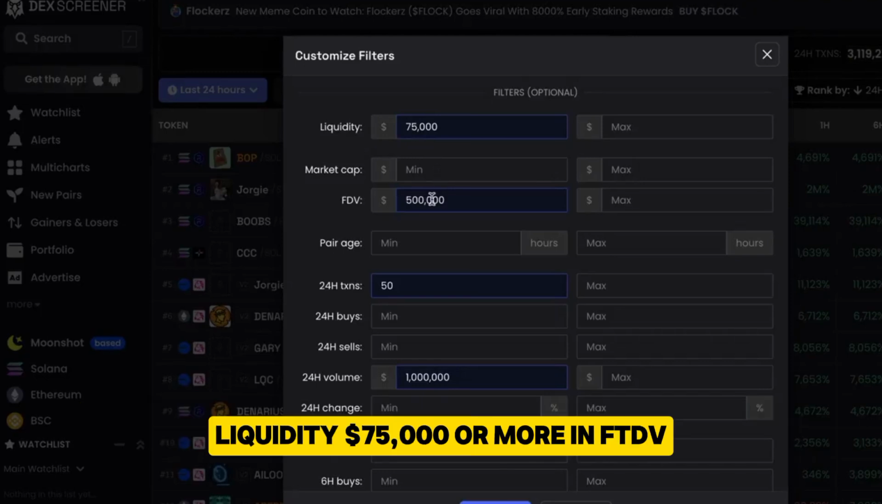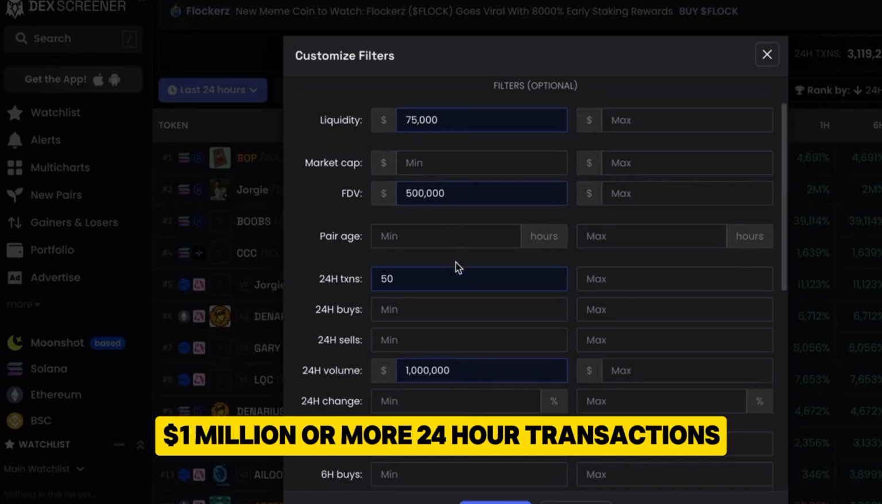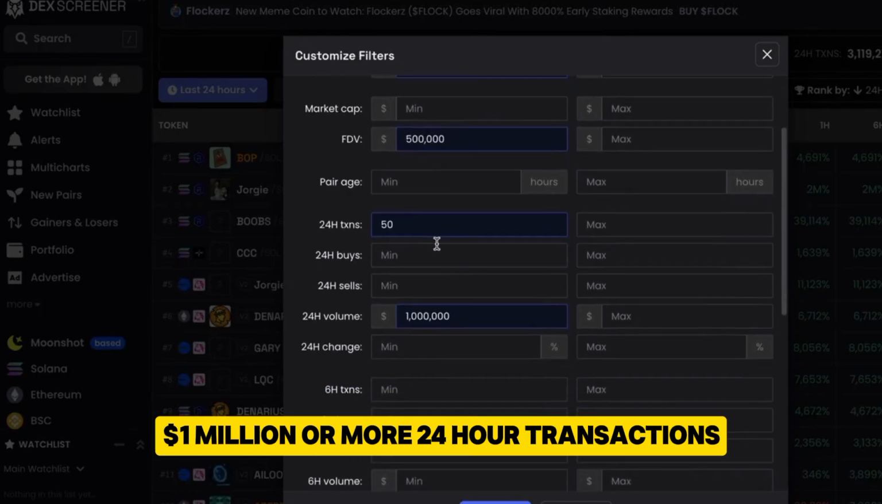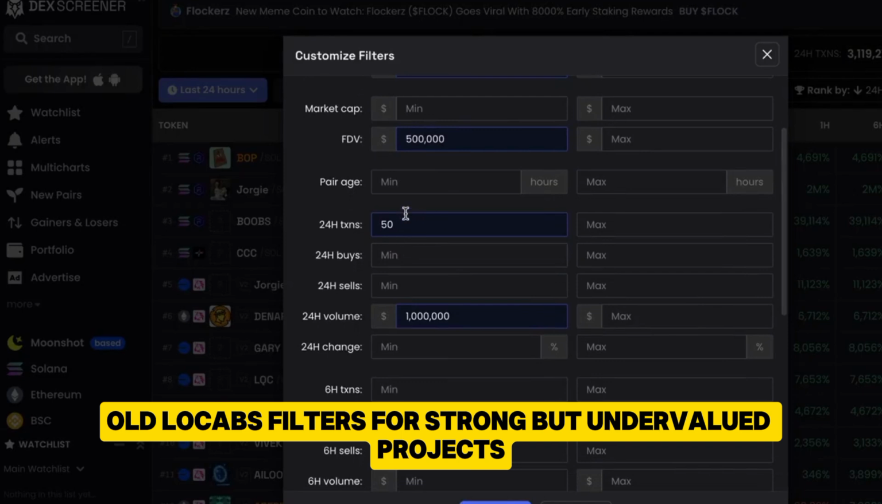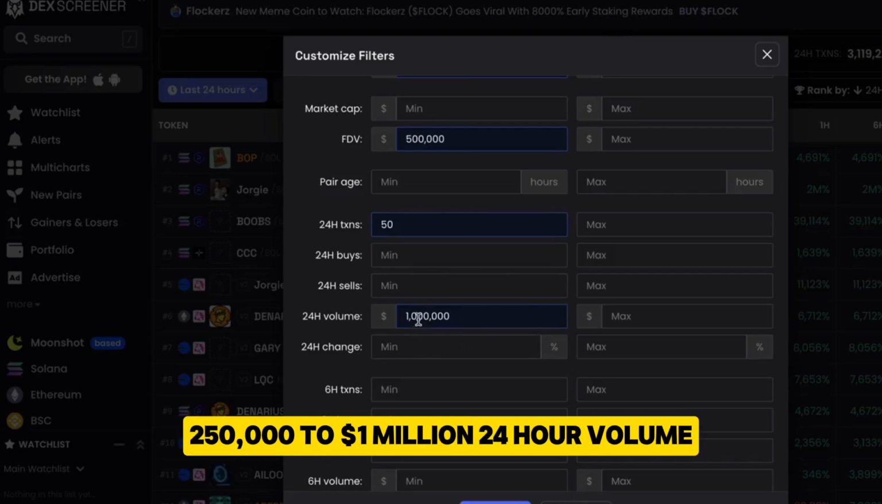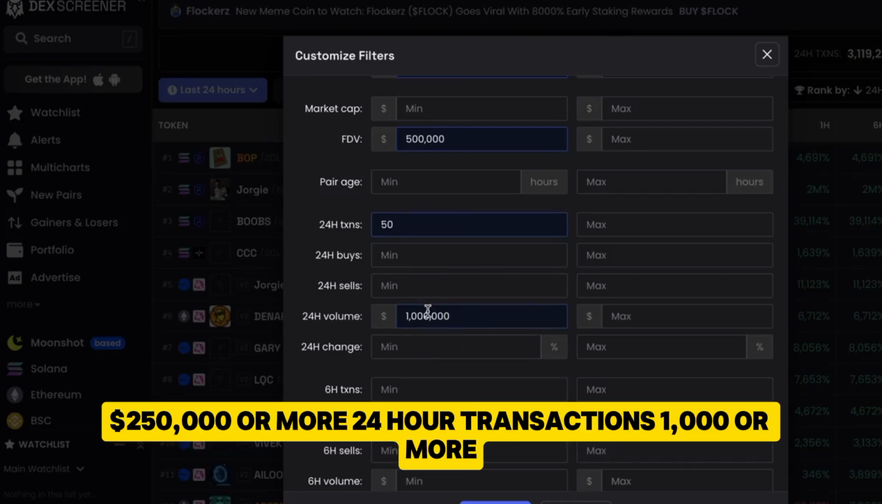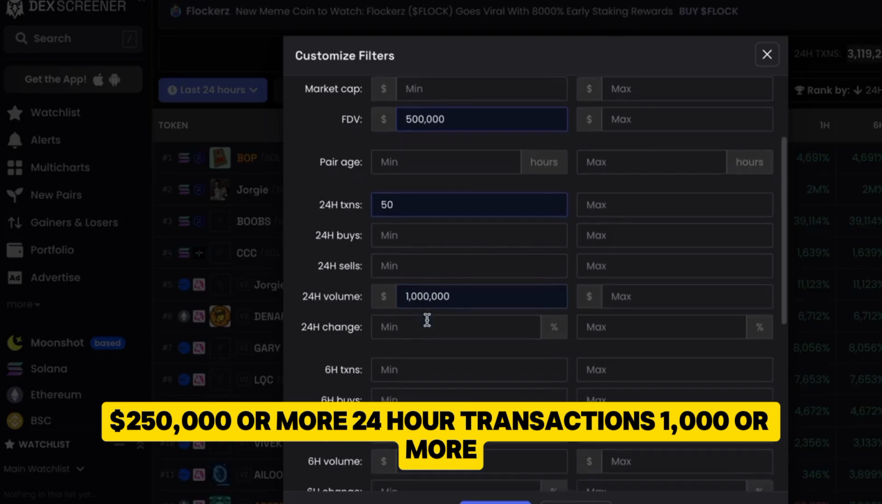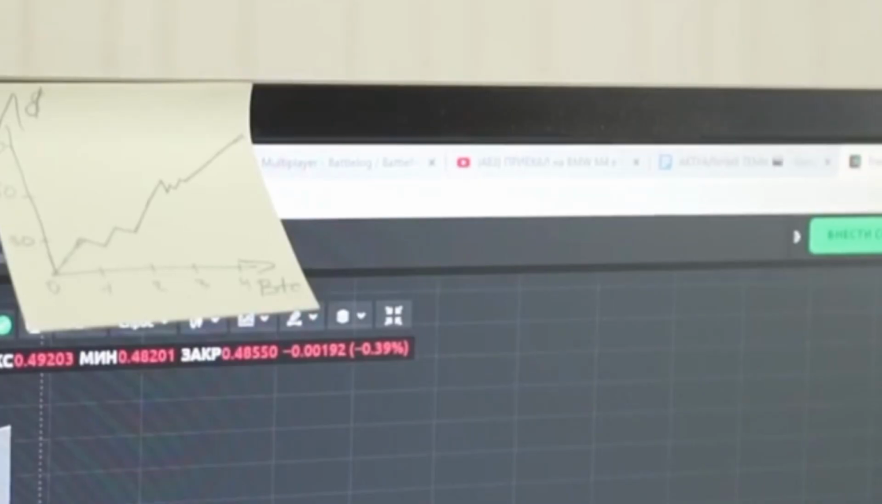Liquidity $75,000 or more, min FDV $500,000 or more, 24-hour volume $1 million or more, 24-hour transactions 50 or more. Old low-caps filters for strong but undervalued projects: liquidity $100,000 or more, min FDV $250,000 to $1 million, 24-hour volume $250,000 or more, 24-hour transactions 1,000 or more.